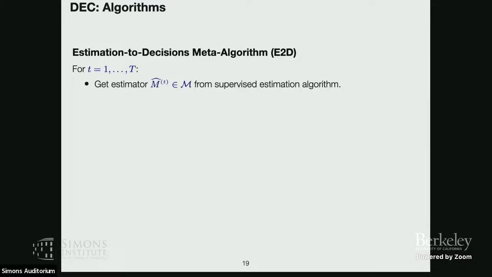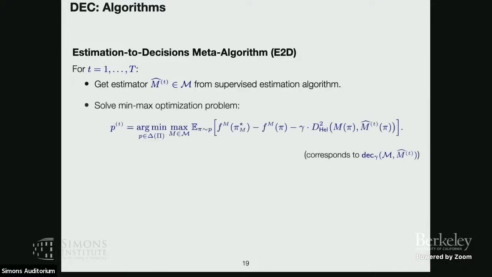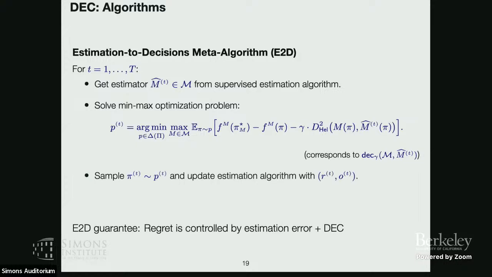And once we have this estimator, all we're going to do is plug this into the min-max problem in the DEC, just as the reference model. We're going to pick the p_t that solves this min-max problem, and then we're just going to sample the decision to play from this distribution and update this supervised estimation algorithm with the new data point we collect by doing this.